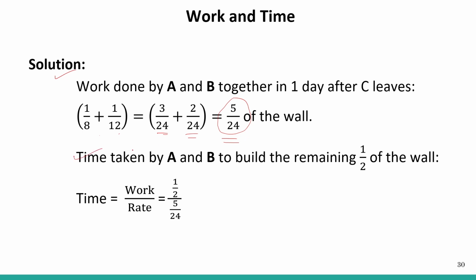So the time taken by A and B to build the remaining half of the wall is equal to what? Time is equal to work by rate. So time is equal to the remaining work, that is 1 by 2, divided by the combined work rate of A and B, because only C left, not A or B. That's why we calculated the combined work rate of A and B. So it became 5 by 24. Solving it, 24 by 10, that is equal to 2.4.